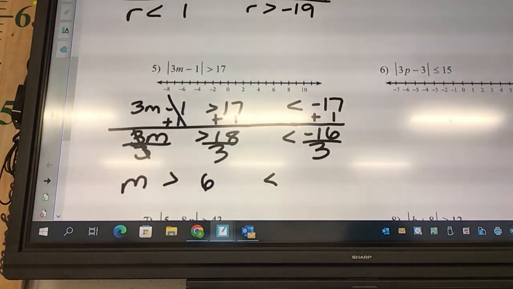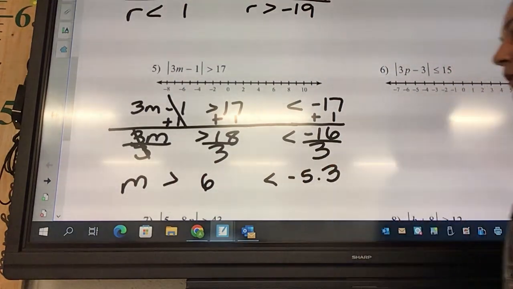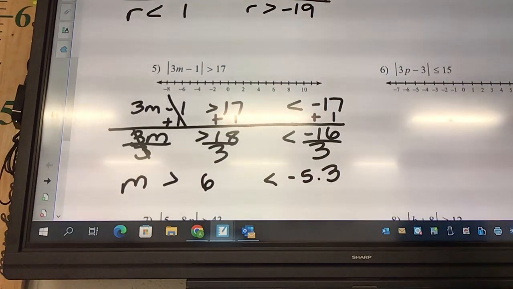Okay, now, when you hit the negative 60 over 3, hit that SD button. That lets us know that it's about negative 5.3, because you need to know about where it's at on the number line. So, negative 5.3. Okay? So, on the 6, is it open or closed?